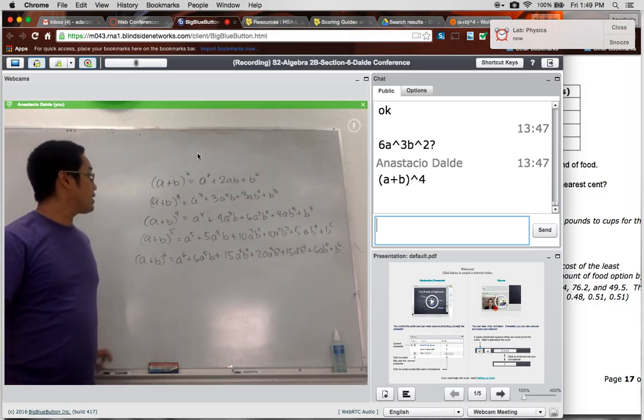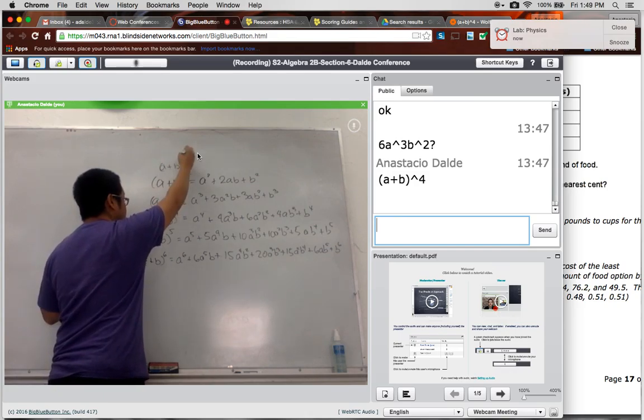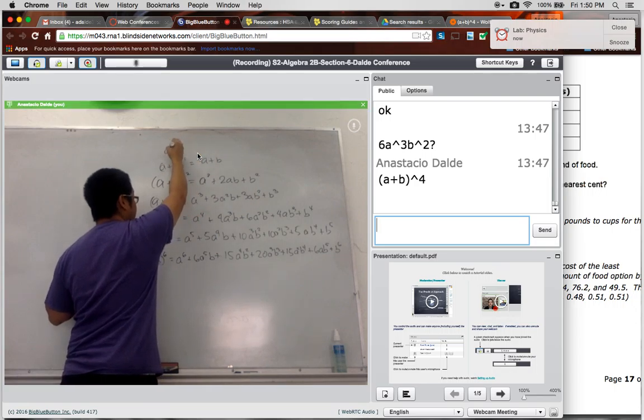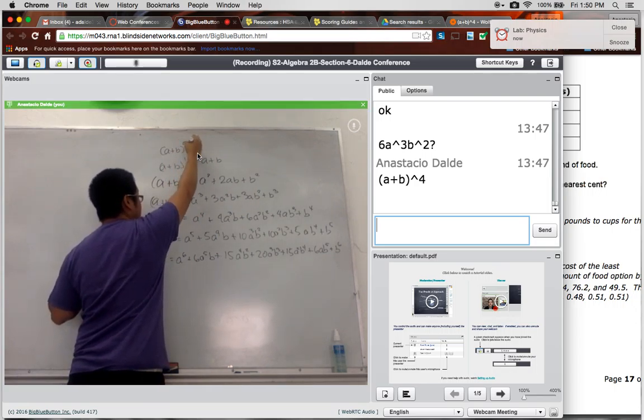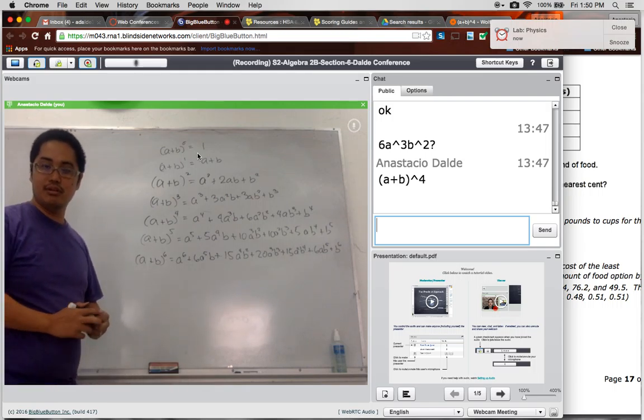So I wrote out a bunch. Here, I'm going to write this one up here. (a plus b) to the 1st power is equal to a plus b. And (a plus b) to the 0th power is equal to 1. Because anything to the 0th power is 1. We cool?